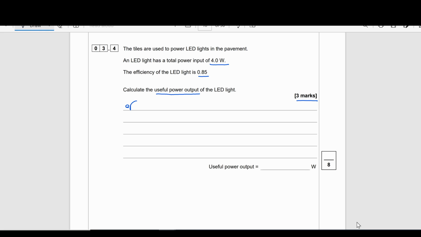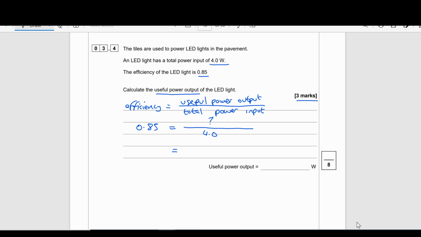We're going to recall the equation. Efficiency equals useful power output divided by total power input. We're going to now just plug our values in and guarantee ourselves a mark. So our efficiency given to us is 0.85. Our useful power output we don't know, so we can just put a question mark there. And then we need to divide that by 4.0.